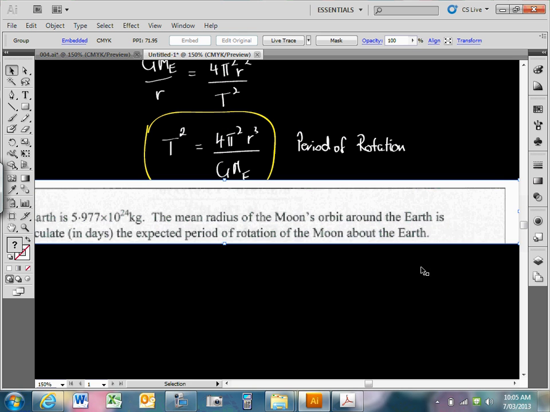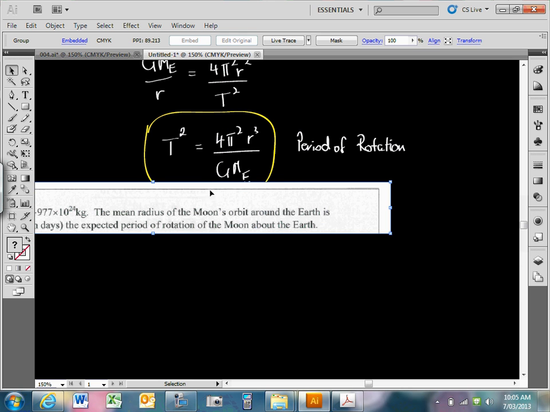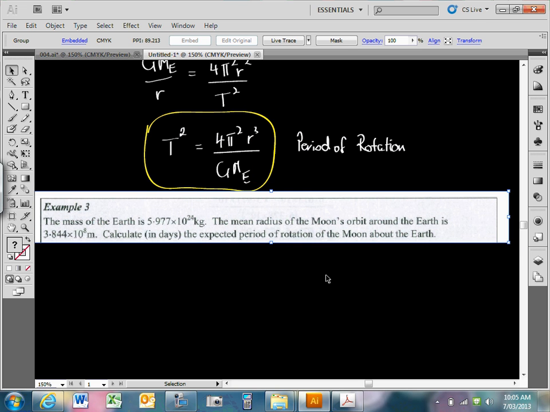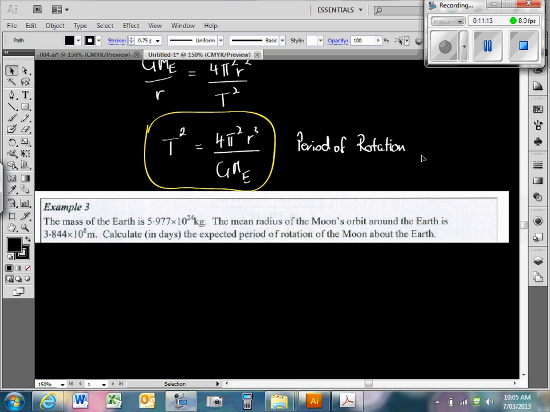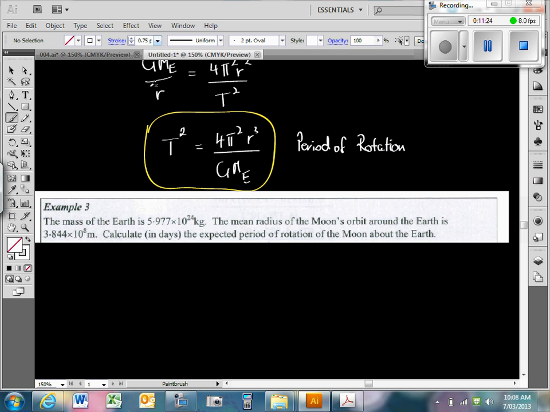Here's a problem for you guys to do. I don't think this one is particularly difficult. Have a go at it though. It's good for you guys to practice these problems. That's right. Capital G, I'll put this up here, 6.67 by 10 to the minus 11.